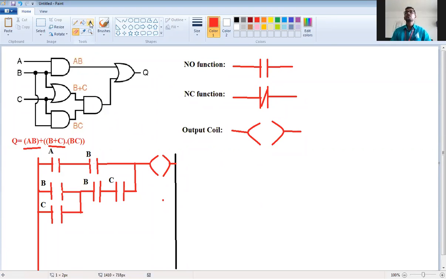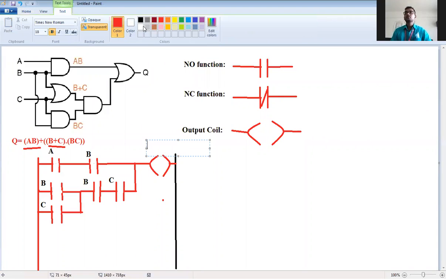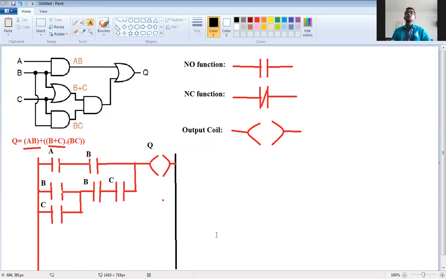Okay, so this is Q. This is Q. So now check the program. The program is completed. What are we doing? We are checking the single terms.